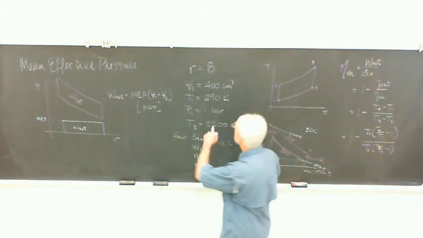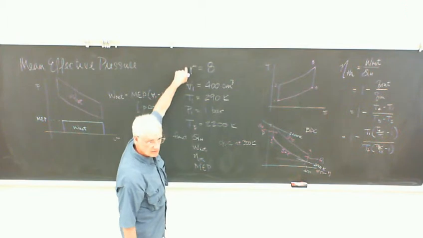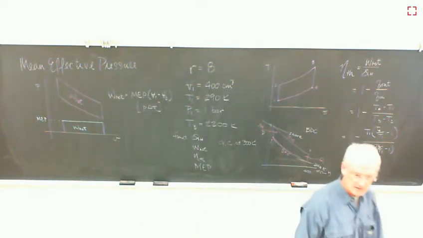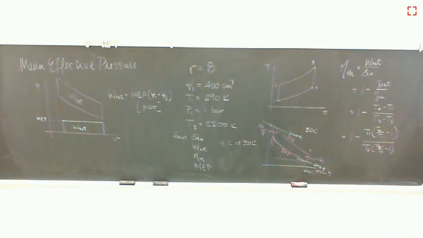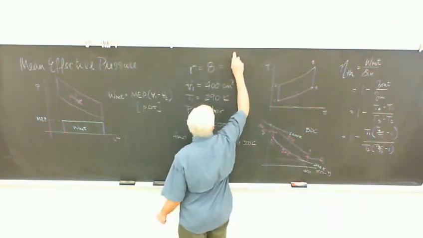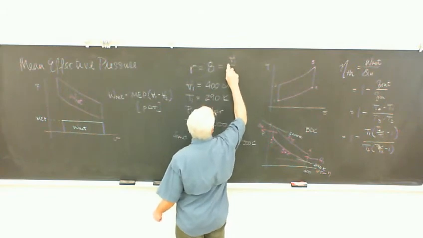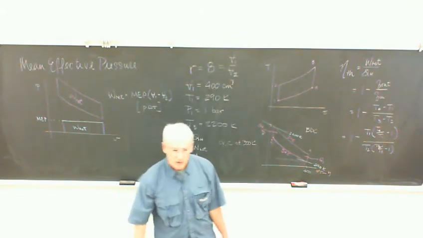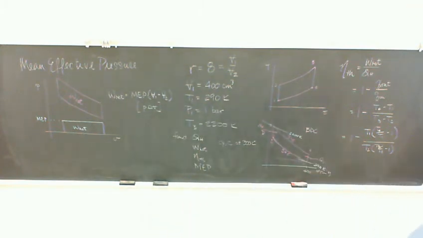Did you listen? You have the compression ratio. That's the ratio of the volumes. So if you have V1, you have V2, essentially. But it's not based on the K minus 1. It's a straight ratio of the volumes. No K or anything on that one.